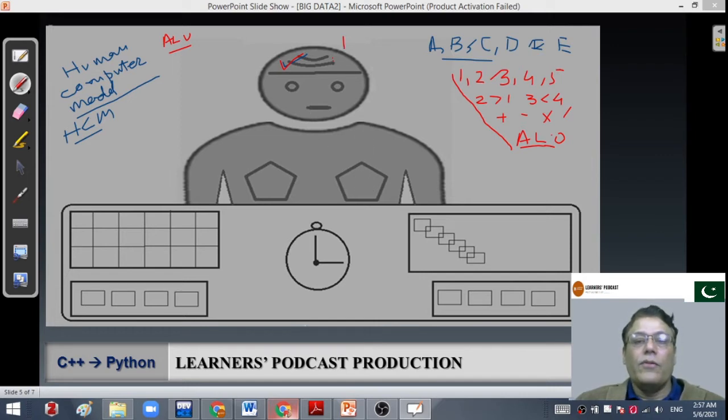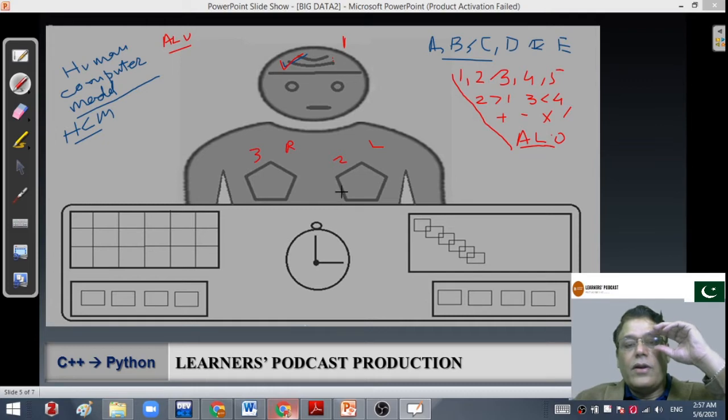This is number 1. I am putting it as number 1. There are two other devices. One is this one, which is number 2, and this is number 3. These are the two pockets on its front. This is the left pocket, and this is the right pocket.